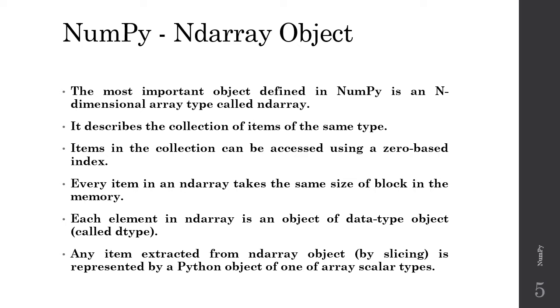An item extracted from an ndarray object, either by slicing or some other operation, is represented by a Python object of one of the array scalar types. The object extracted from ndarray objects is also considered by Python as an array scalar type.